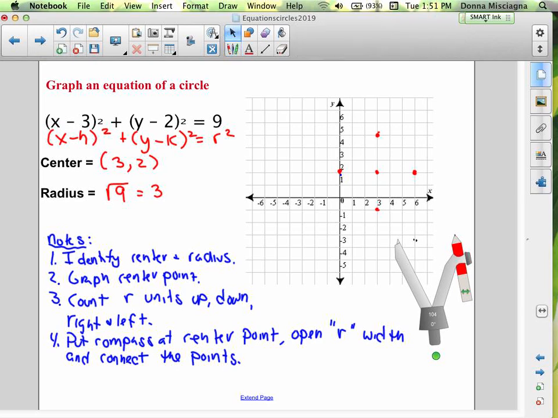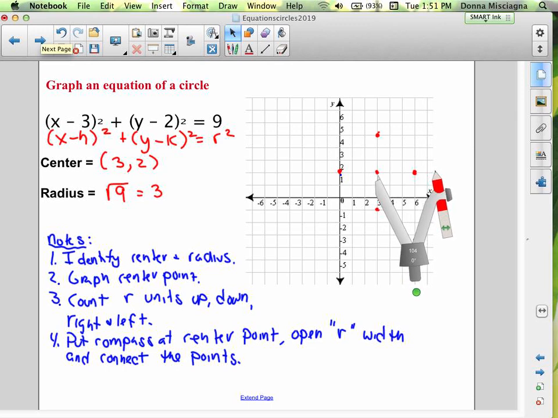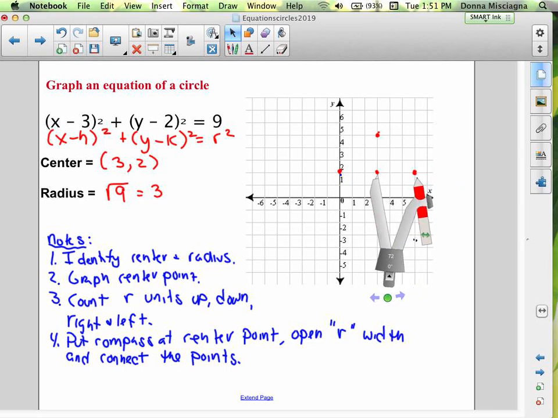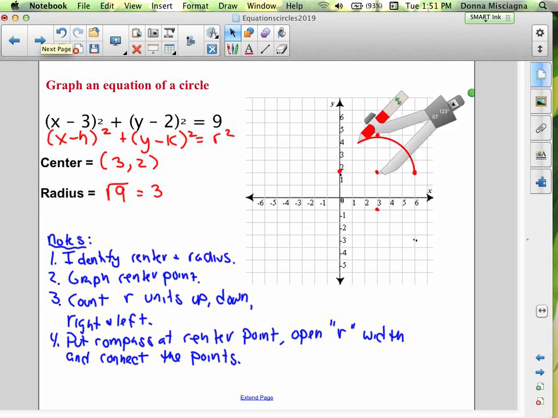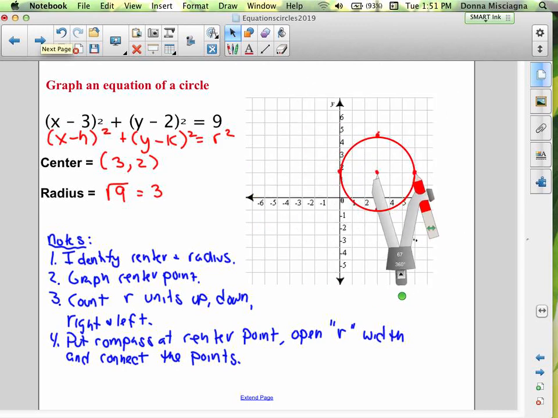We have counted. We'll put the compass point at the center. I'm going to close this up a little bit. And let's see, that's still open too much. How about now? Yeah, I guess that's good. All right, here goes our circle. Whee! And we're done. Another one is done.